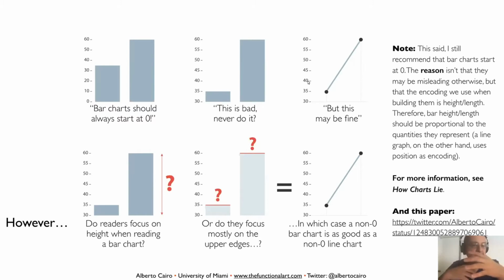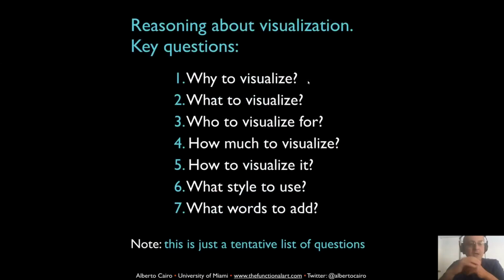And this list of questions that I'm going to give you is tentative. We may change it, change the order of them, but here they are: why to visualize, what to visualize, who to visualize for, how much to visualize, how to visualize it, what style to use, and what words to add. And there may be others that I may discover through the process of writing itself. So let's go over them one by one very quickly.